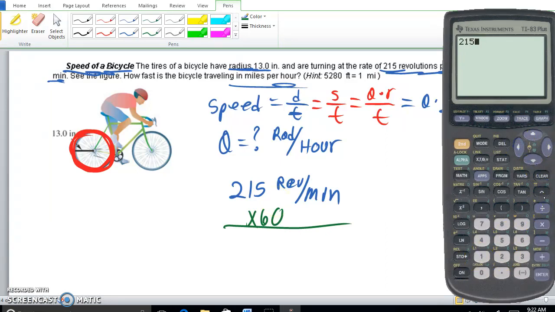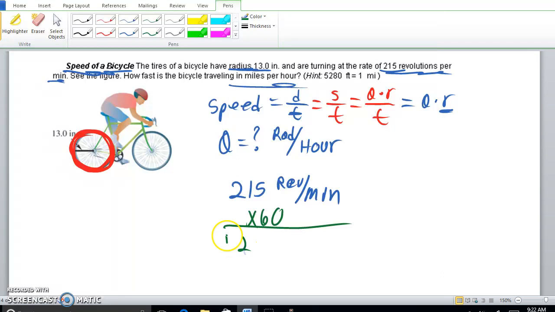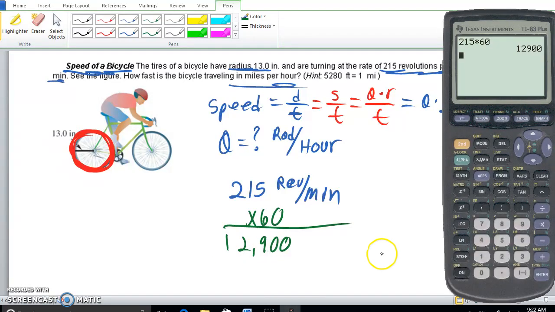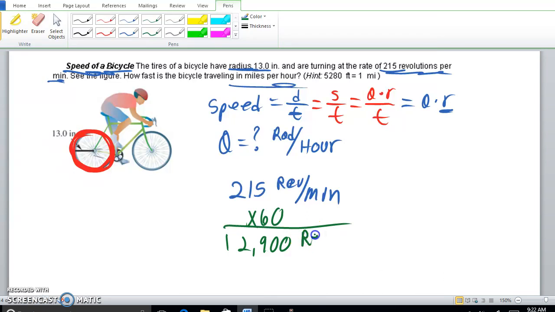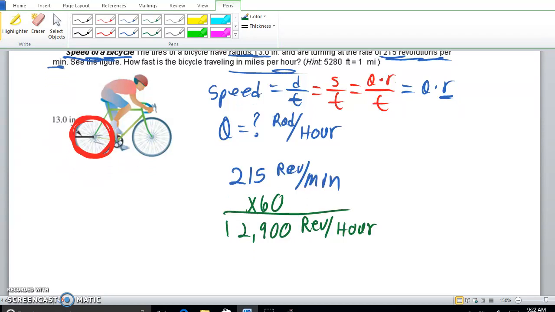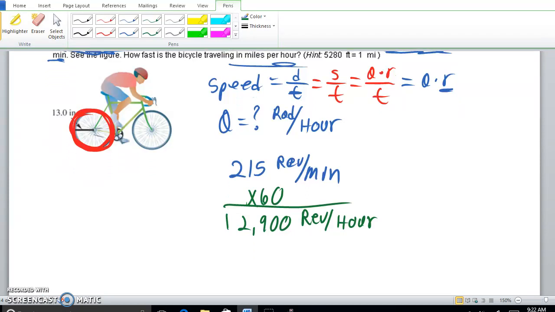215, oops, not divide, let's see, times 60. And so that's going to give us 12,900. Okay. And so that's going to be revolutions per hour. But that's not what theta is. If you recall, we have to go ahead and multiply that by 2 pi.